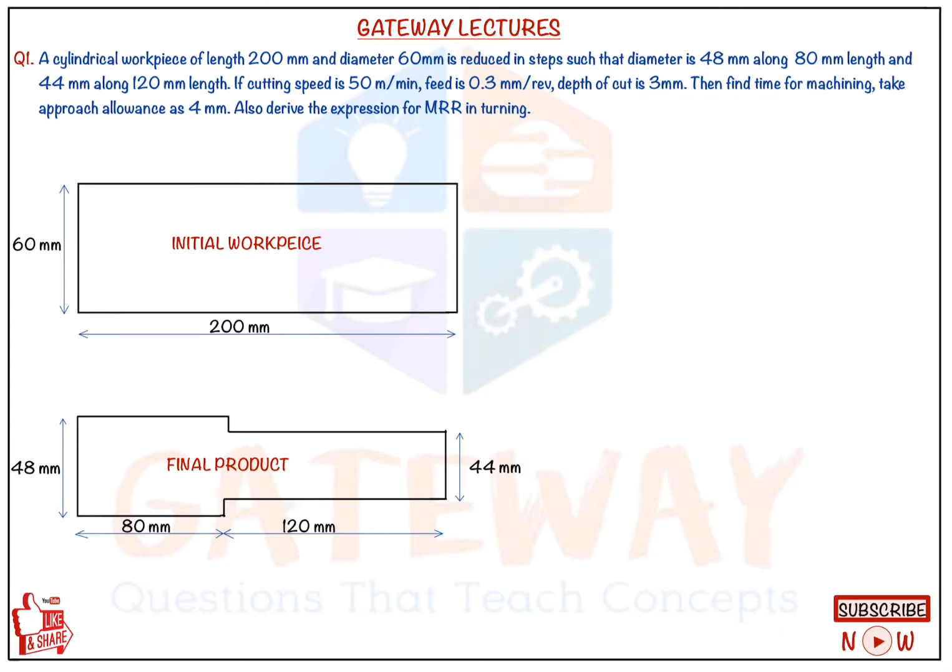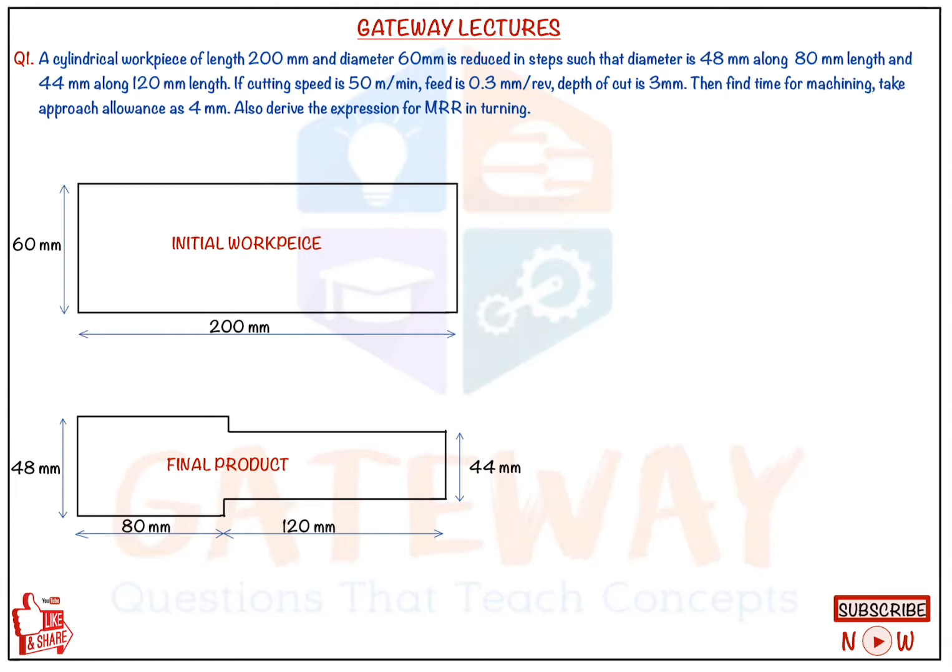This is the maximum possible depth of cut. See, in the question, if depth of cut is given as 3 mm, it is a tool material property and also a workpiece metal property. We can't give a depth of cut greater than 3 mm. If we give a depth of cut greater than 3 mm, there will be a chance of damage to the workpiece or the tool. So the depth of cut is limited to some value, and that is the maximum depth of cut possible. Then find the time for machining. Take approach allowance as 4 mm. So here approach allowance was given as 4 mm, LA. Also derive the expression for MRR in turning. Right, we'll proceed to the question.